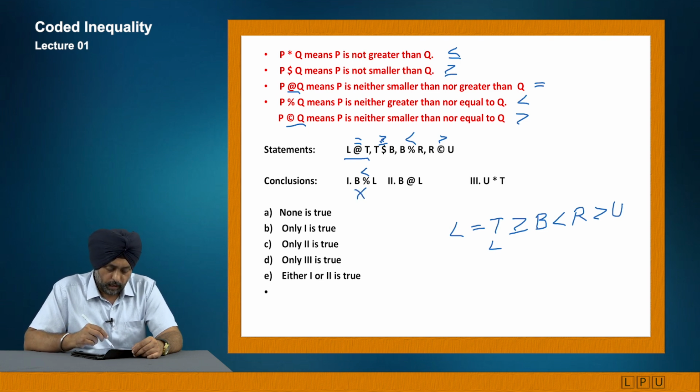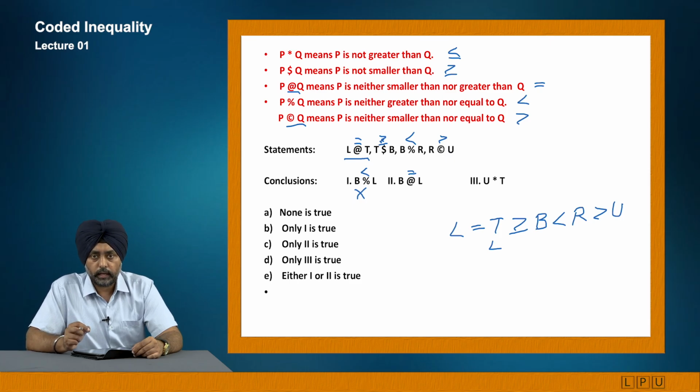Second says B at the rate L. At the rate means equal to, so B is equal to L. Now, what is the relationship between B and L? As we have done in the previous question, you know that B is either less than or equal to L. So definitely one of these will be true, that B will be either less than L or equal to L. Individually both are wrong, but if both come, one of them will definitely be true.